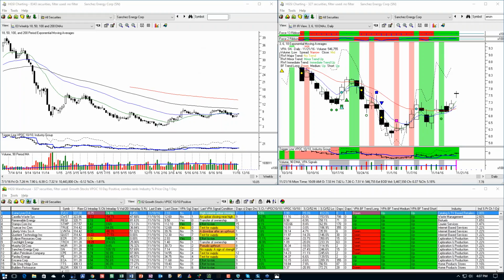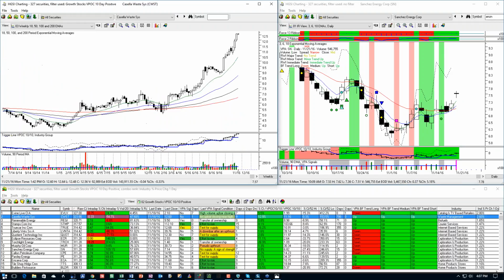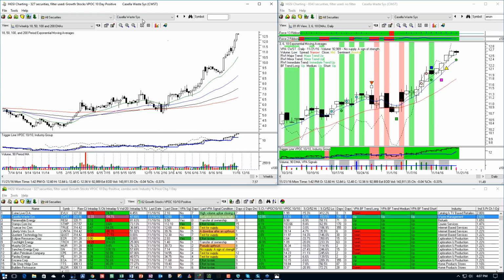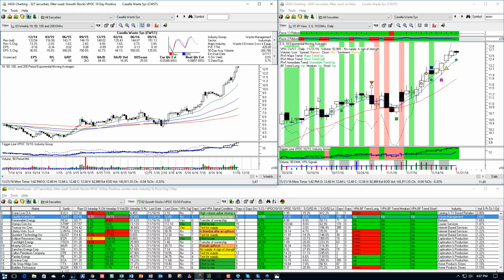Now let's look at some other stuff. Let's see if we can find some other phases here. Here's a little stock that has been a beautiful stock.